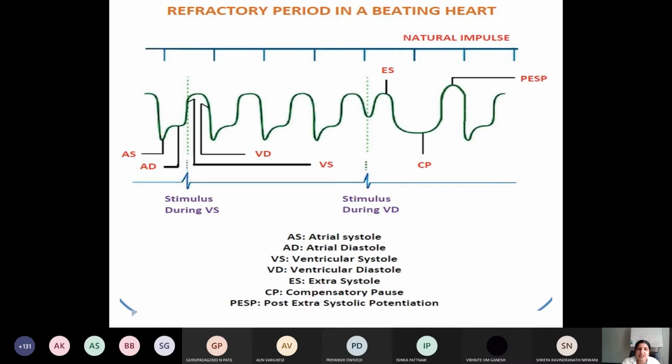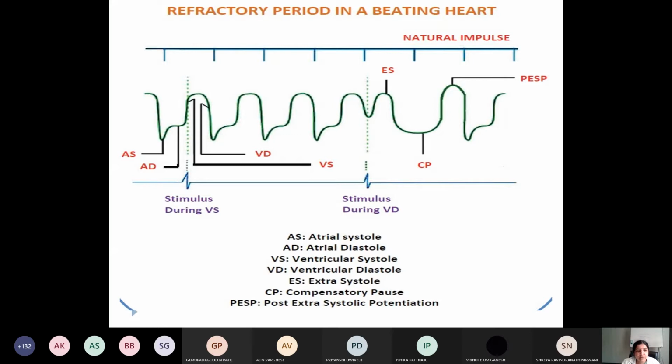Now this is the basic concept of extrasystole and compensatory pause. What is CP here? This is the compensatory pause. Before that, I will make it clear once again. Of course, in the human heart nobody is giving an external stimulus for this. This is an experiment on the frog's heart.